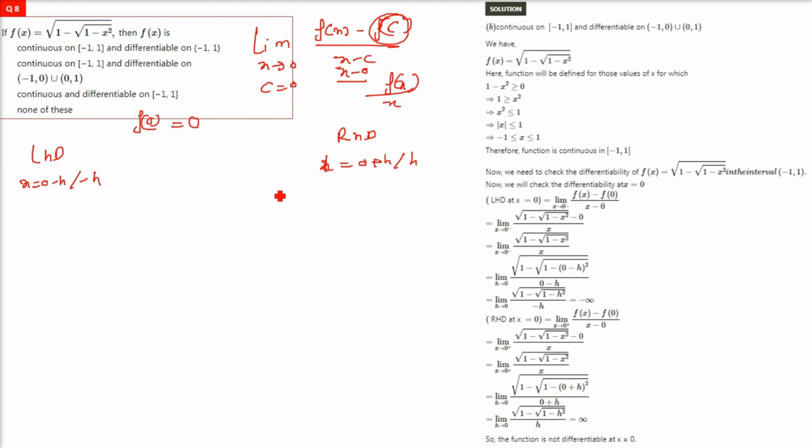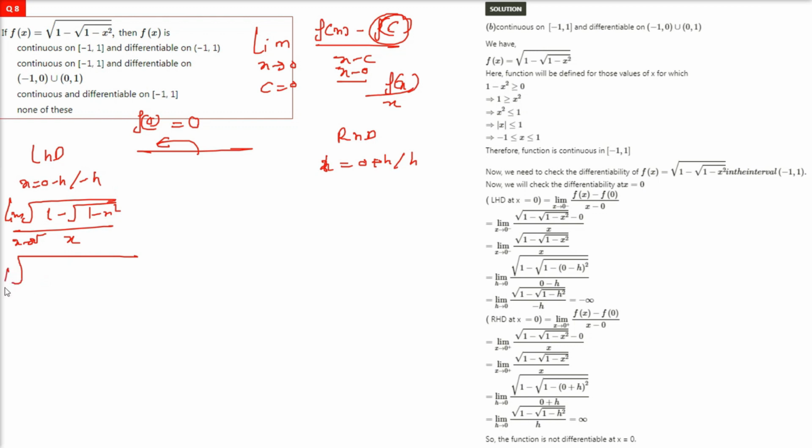One time it will come as negative h, one time as positive h in the denominator. So (1 minus under root 1 minus x square)/x. I'm doing this only for the left hand derivative; you'll understand what the right hand one will be. So I'm replacing x by negative h. Please remember, you have to write limit x tends to 0 minus, then replace x by 0 minus h, then replace the limit by limit h tends to 0. Okay, that you will do.